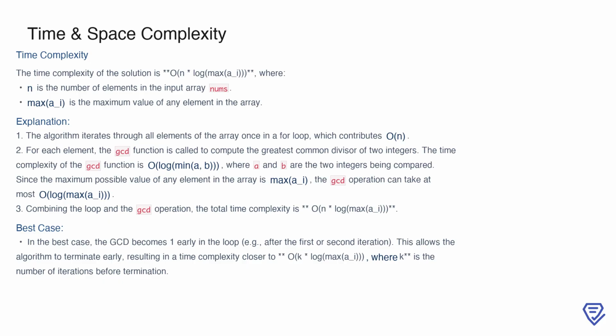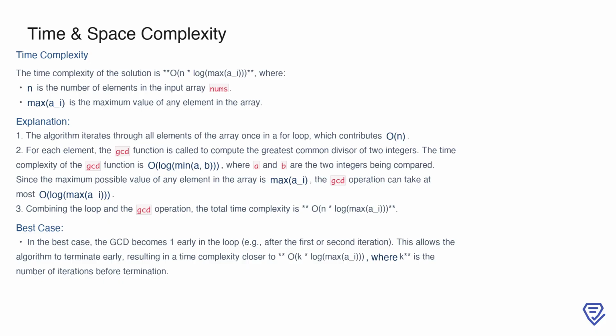The time complexity of the GCD function, based on the Euclidean algorithm, is O(log min(a, b)), where a and b are the integers being compared. In this case, the maximum possible value of any element in the array is max a_i, so the GCD computation can take at most O(log max a_i). When we combine these two parts, the total time complexity becomes O(n log max a_i).